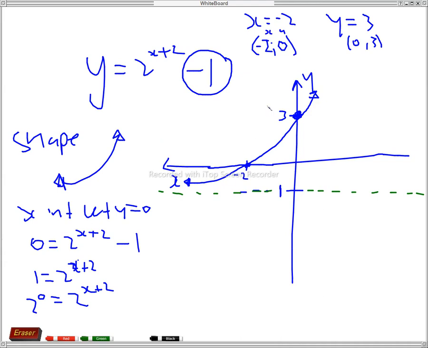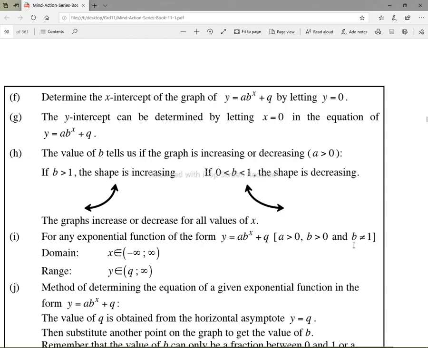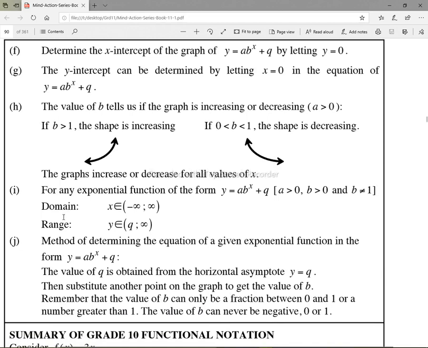So therefore let me highlight something important: the domain and the range. Let me refer to the book. The domain for the exponential graph is going to be x element of negative infinity up to positive infinity, and the range is going to be y element of q, where q is the value there, up to positive infinity. So that's how it is basically.